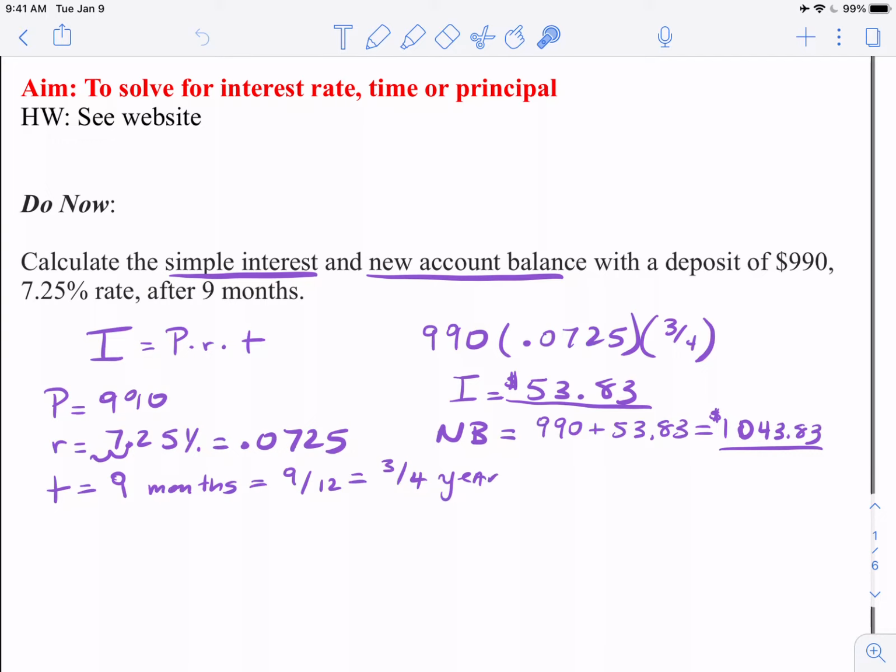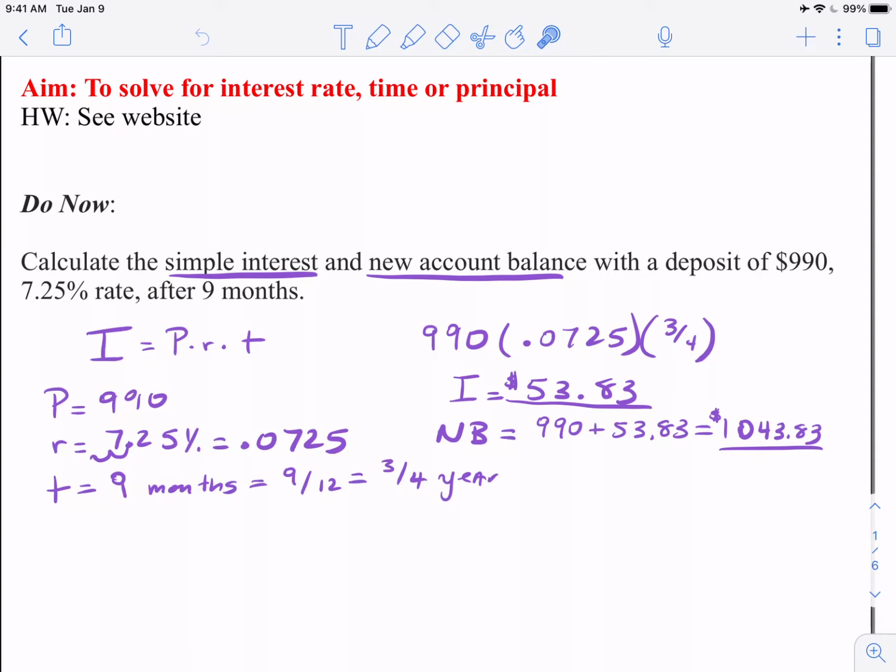Now how do you find the new account balance? Because think about it, if you've made $53.83, that's not how much money you have in the bank. You still have the $990 that you originally deposited. So we're going to add $990 to that, and that's how we get our final answer here of $1043.83 for the new account balance.